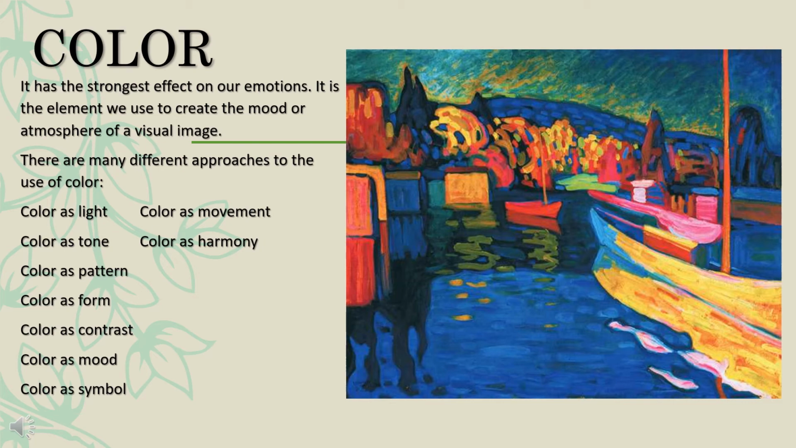Color. It has the strongest effect on our emotions. It is the element we use to create the mood or atmosphere of a visual image. There are many different approaches to the use of color. It can be used as light, tone, pattern, form, contrast, mood, symbol, movement, and harmony.